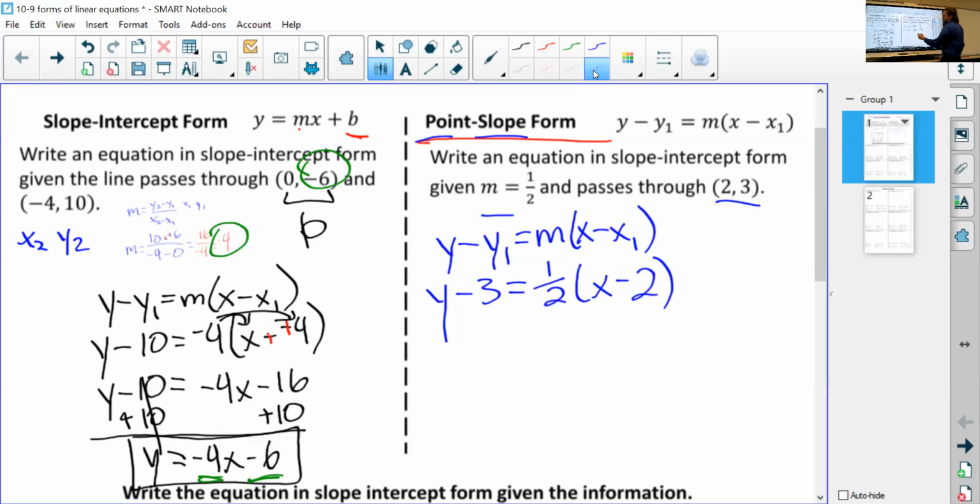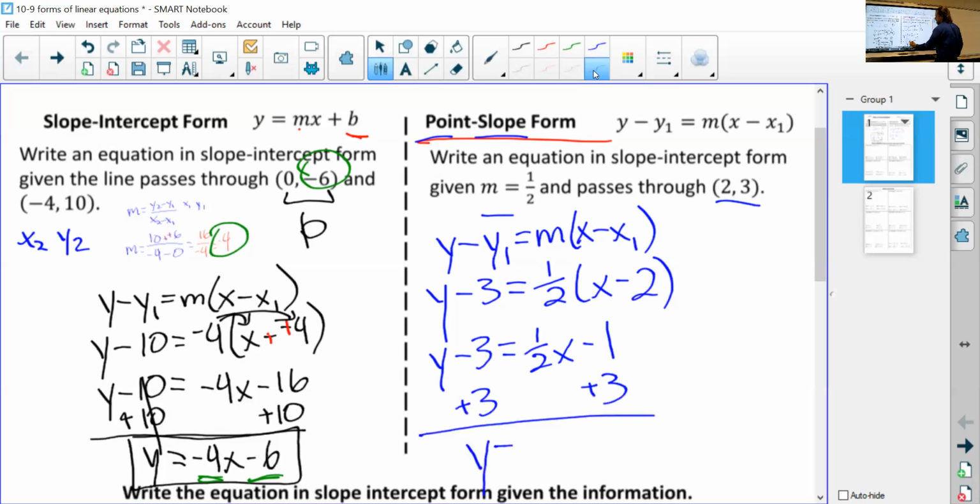All right, after that, we're always going to distribute to get rid of the parentheses. So y minus 3 equals half of x, which is just half of x, and half of negative 2 is negative 1. And then the second step, we want to get rid of the number next to y, so we do plus 3 to both sides. We get y equals 1/2 x, negative 1 plus 3 is plus 2. There you go, slope-intercept form.